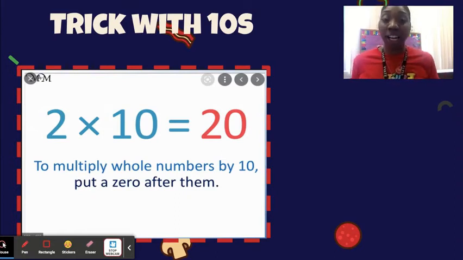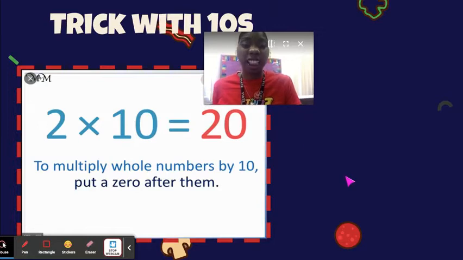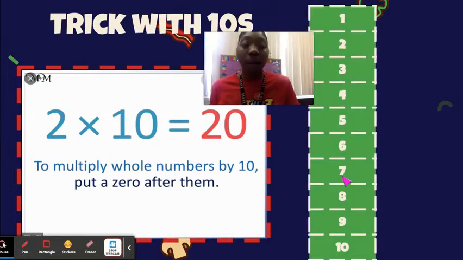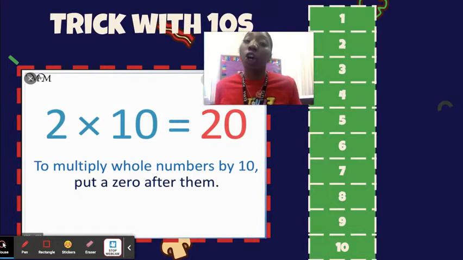Let's say that together. To multiply whole numbers by 10, put a 0 after them. So what do we mean by that? Well, let's take a closer look at this strategy. In your notebook, I want you to write the numbers 1 through 10: 1, 2, 3, 4, 5, 6, 7, 8, 9, 10. So when you multiply these whole numbers by 10, you put a 0 after them.